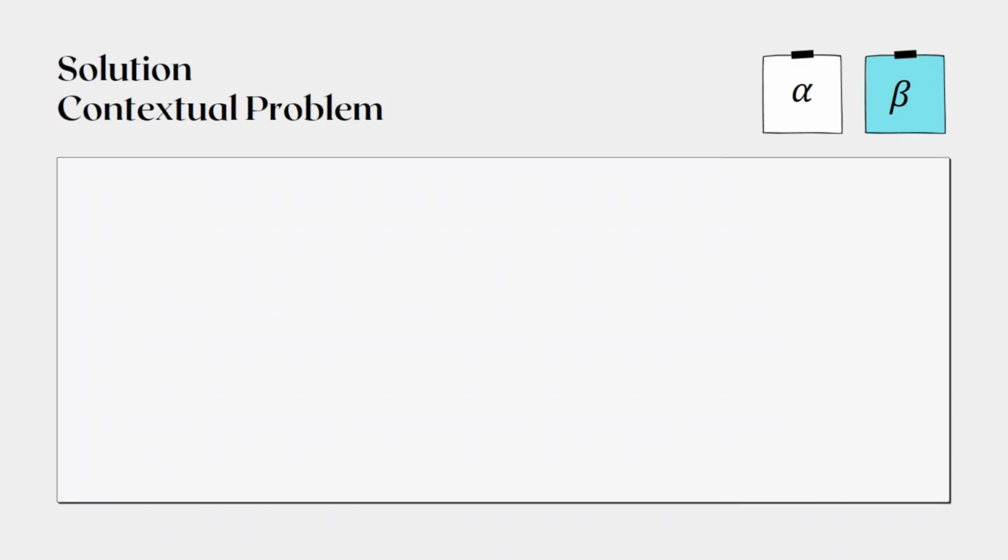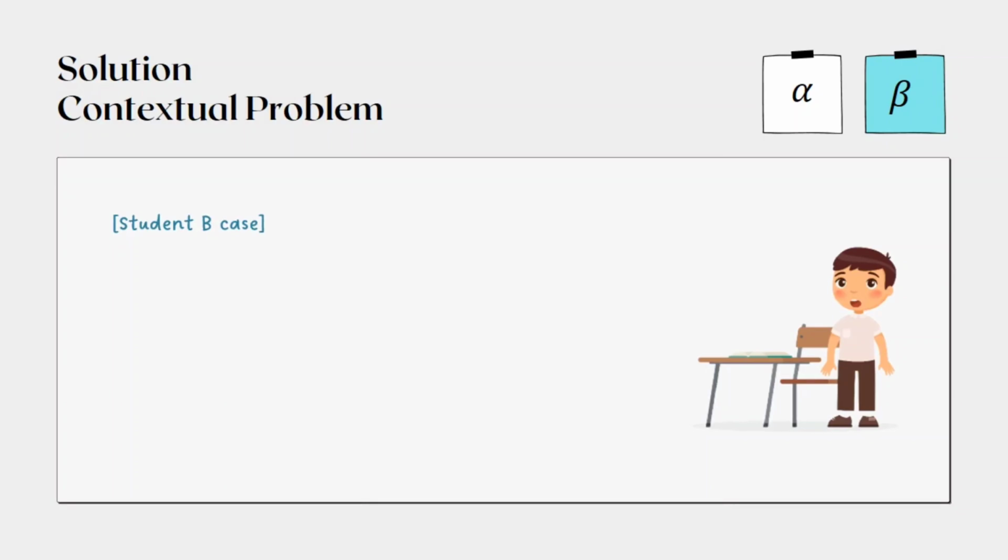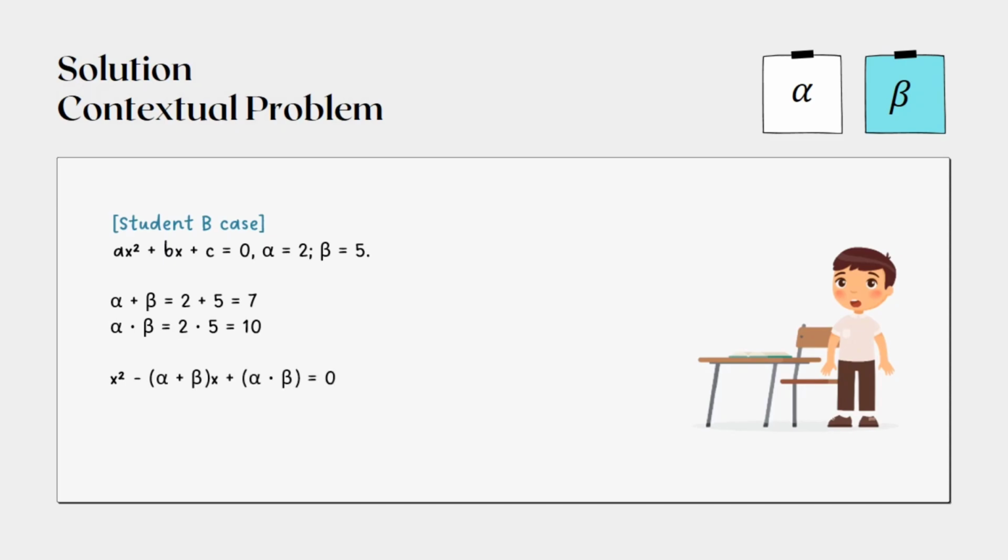Okay, next in student B's case, we will use the second formula. Student B got the roots 2 and 5. We can write it as alpha is equal to 2 and beta is equal to 5. The first step is to find the SOR and POR. The sum of roots: 2 plus 5 is equal to 7. The product of roots: 2 multiplied by 5 is equal to 10. Then we substitute the values of SOR and POR into the formula x squared minus SOR x plus POR is equal to 0. Then the equation becomes x squared minus 7x plus 10 is equal to 0.